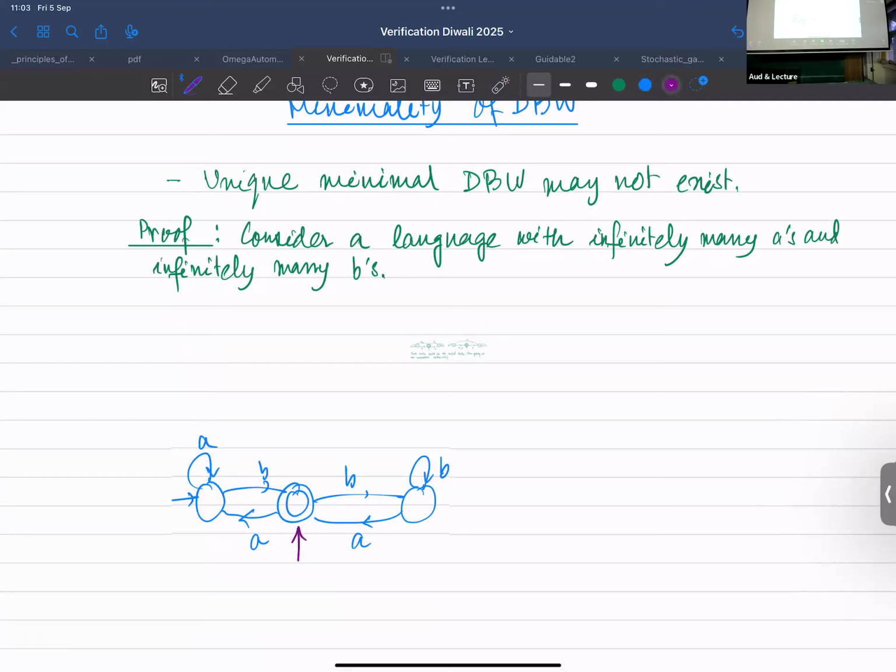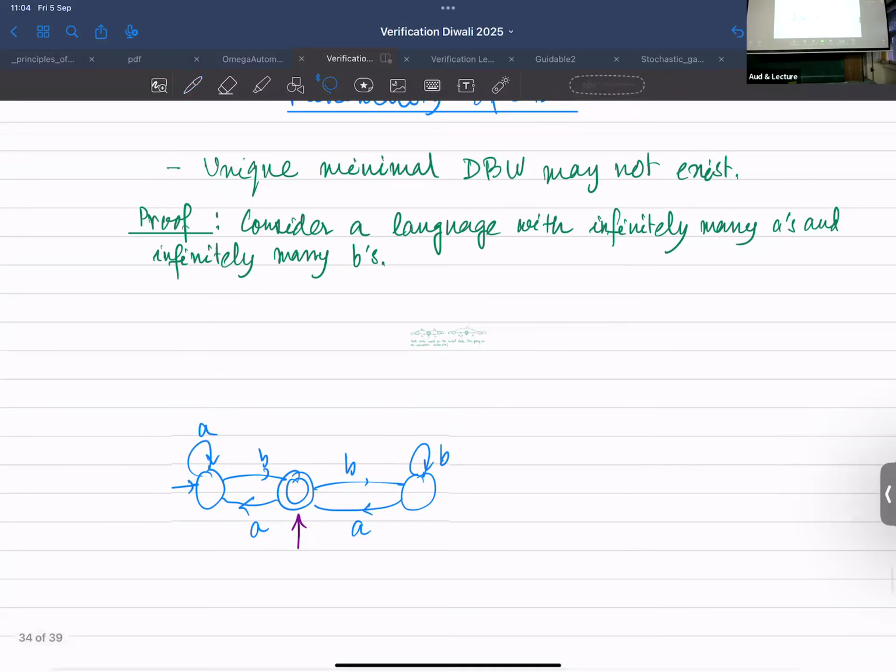And I'll just say that, okay, I start with an A, get some A's and come back with a B. So it's like starting with A and then I have A and B alternating. Or I can have starting with a B and then B's and A's alternating. It's just another way of thinking, but it doesn't really matter because you can have any of the states as an initial state.